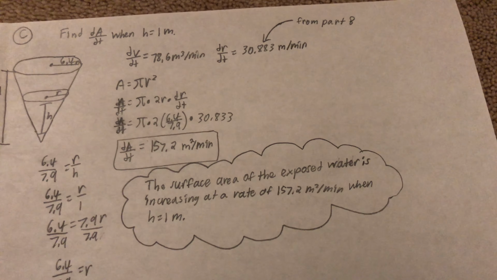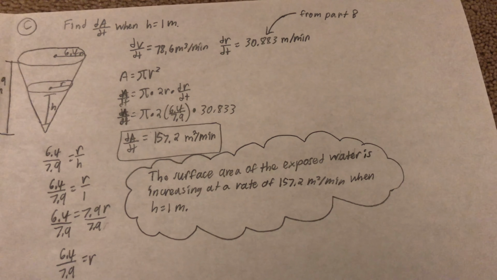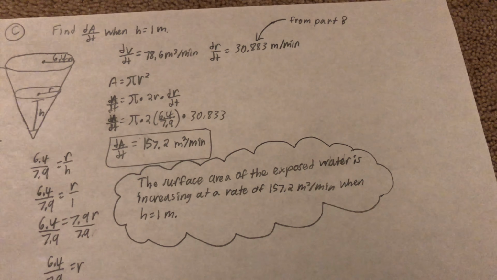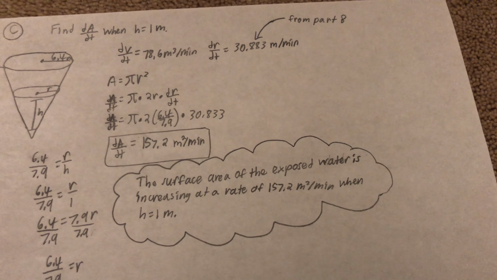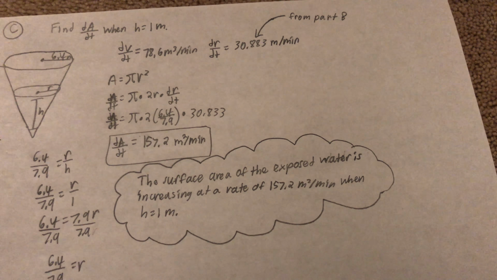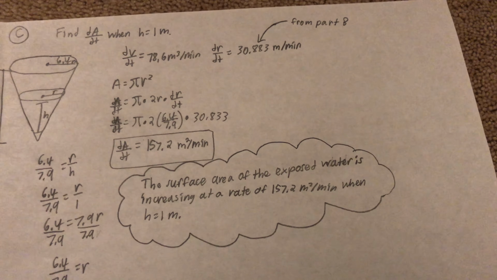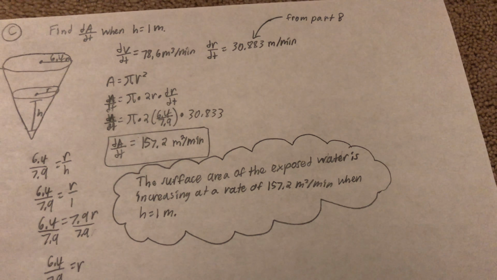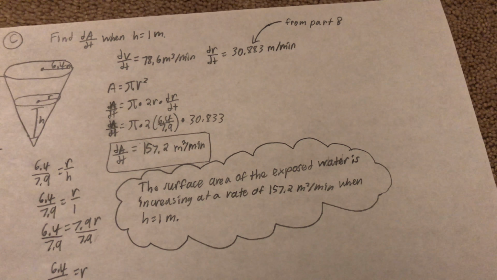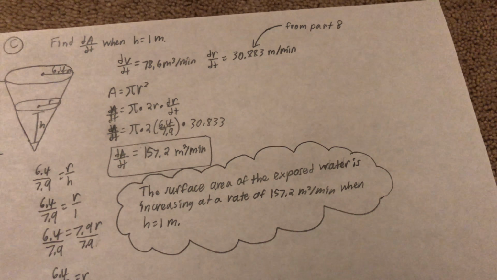This time, instead of using the volume of a cone equation, we're using the circle equation to find the area, and then we take the derivative of that equation, and we're still using the same value for r, which is 6.4 over 7.9, and multiplying it times dr over dt, and we get that the rate at which the area is changing is 157.2 meters squared per minute. In conclusion, the surface area of the exposed water is increasing at a rate of 157.2 meters squared per minute when the depth, or h, of the water is equal to 1 meter.